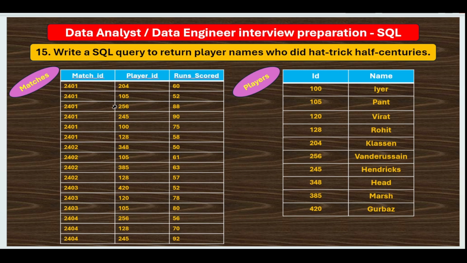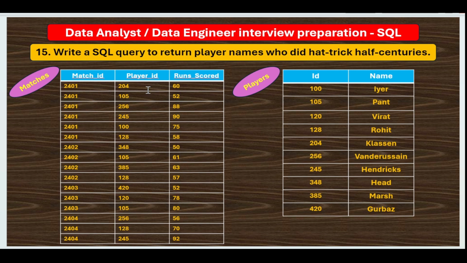In the matches table, we have match ID, player ID and runs scored by each player. Now in the players table, we have ID and name. This ID is nothing but the player ID, and then the player's name. If you see the details of the matches table, we have different match IDs, different player IDs and runs scored by each player. How many matches are there? 2401, 2402, 2403, and 2404. There are four matches in a row.